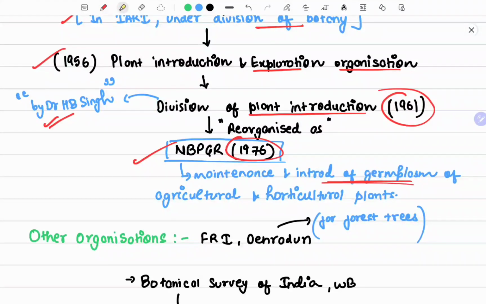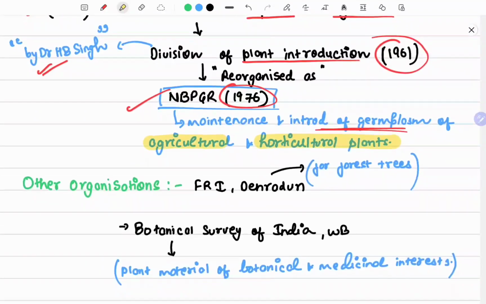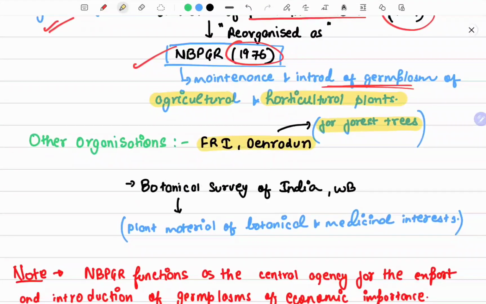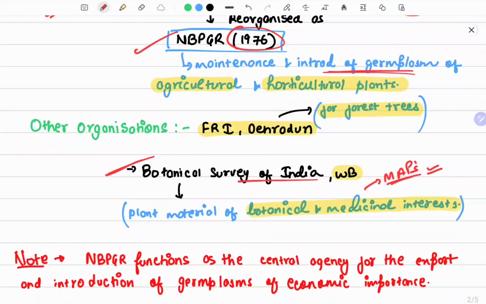It's an important question: only for agriculture and horticulture plants, and no other kind of crop. Other organizations like FRI Dehradun handle the forest trees. The Botanical Survey of India, BSI, West Bengal, handles plant material of botanical and medicinal interest, like medicinal and aromatic plants. The germplasm is handled by the Botanical Survey of India. So you should learn these organizations.